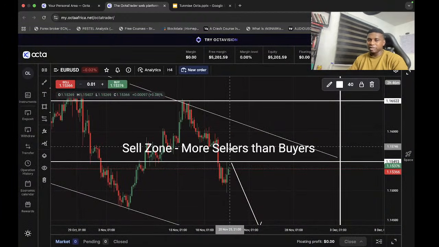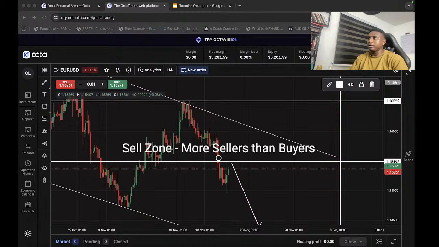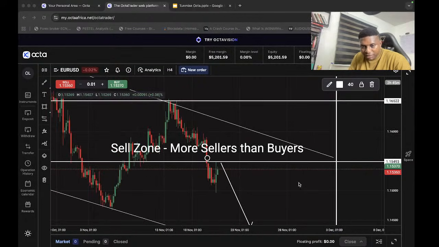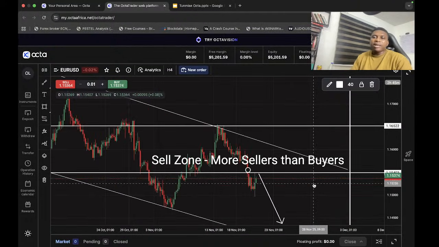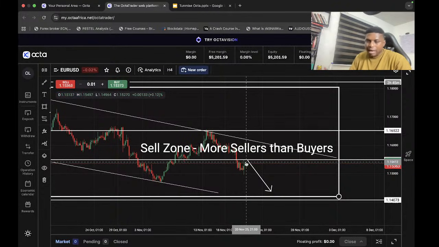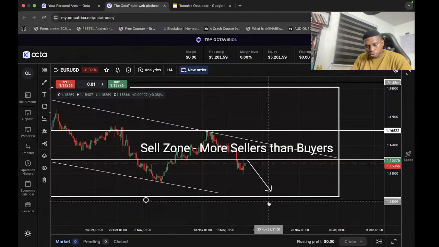Can you see that? There are more sellers than buyers on this level. All right, and that is why you would see that the market would definitely or most likely reverse from here. So the probability of reversal from this level is higher. The probability that price will continue to drop is higher.